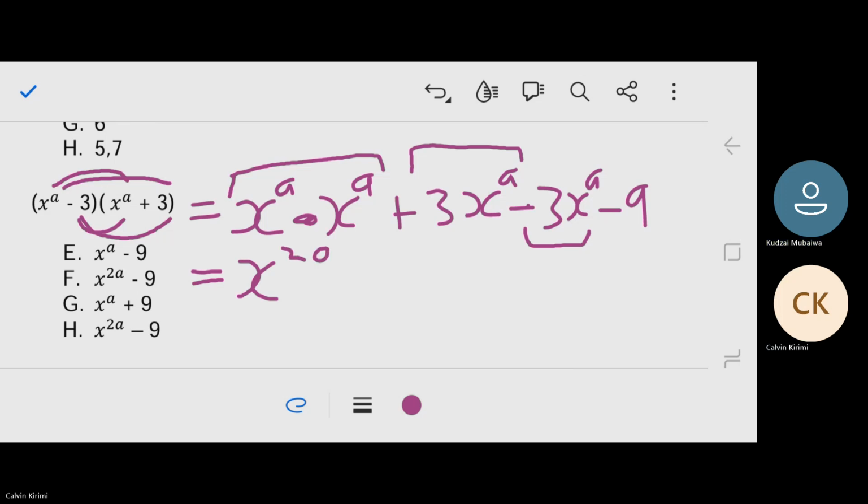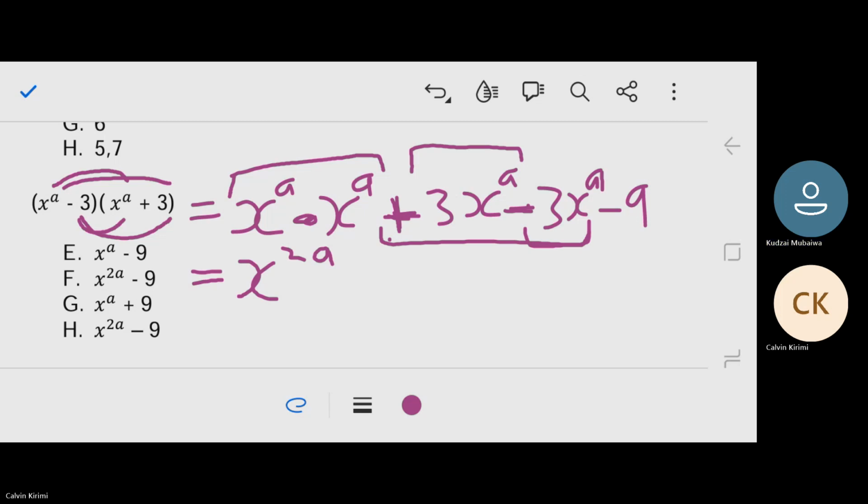Then plus x to the power a minus x to the power a. Positive x to the power a minus x to the power a, you get what? I do not get you, sir. This middle term, what do you get? Is the front sign negative? A positive, this one is negative.